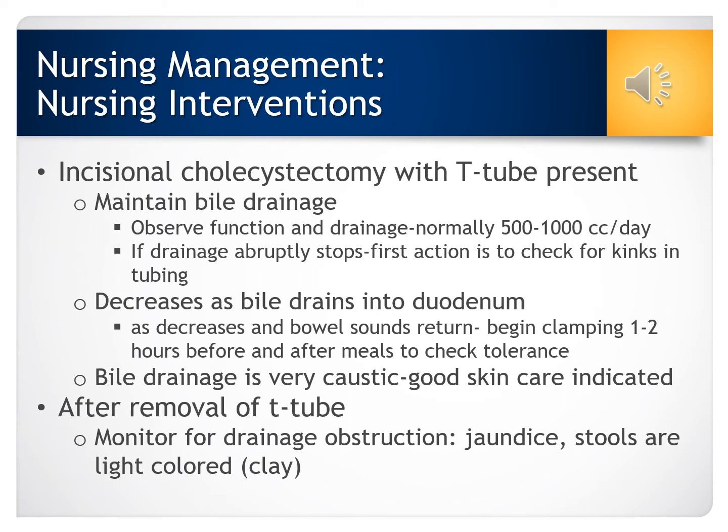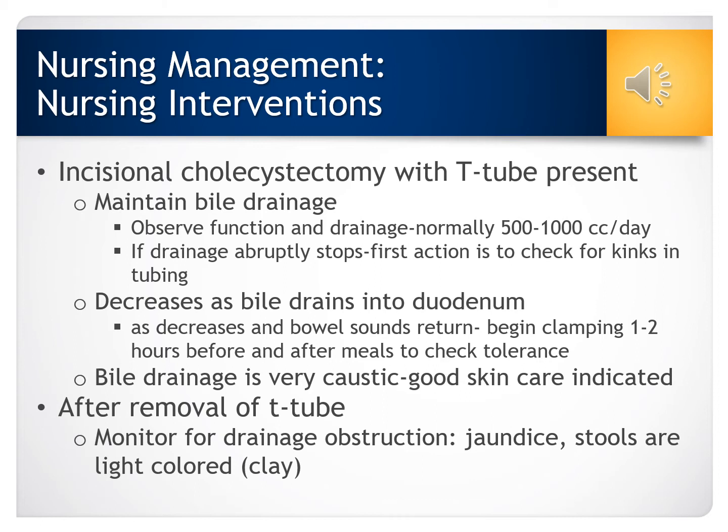If a patient has an incisional or an open cholecystectomy and a T-tube is present, you'll want to make sure that you're able to maintain bile drainage. You'll observe the function of the T-tube, and you'll observe the drainage, looking at the color and measuring the output. You'll expect to see 500 to 1,000 cc's per day initially.